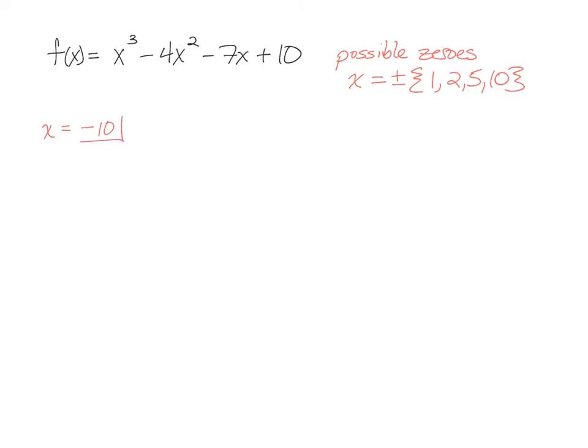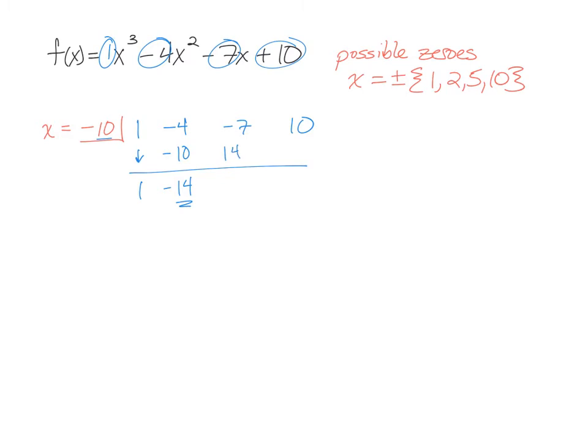And we do synthetic division until we find a 0 in this list that gives us a remainder of 0. So here I have 1 as a coefficient, -4, -7, and +10. I'm going to bring down the 1. That's our first step every time. And I'm going to multiply that 1 by -10 and get -10. Add -4 and -10 to get -14. Multiply -14 by -10, get +140.